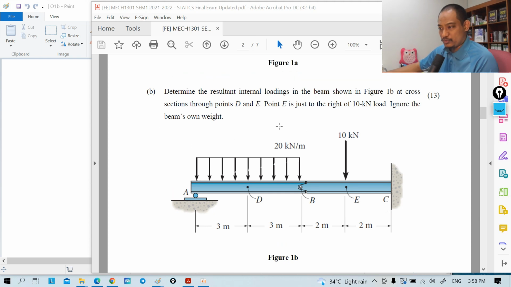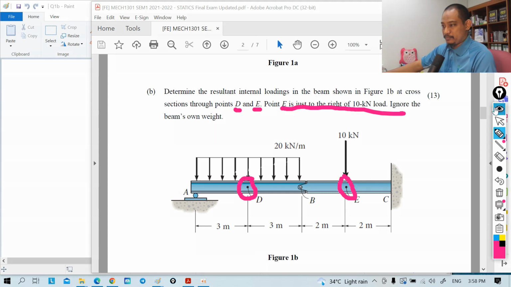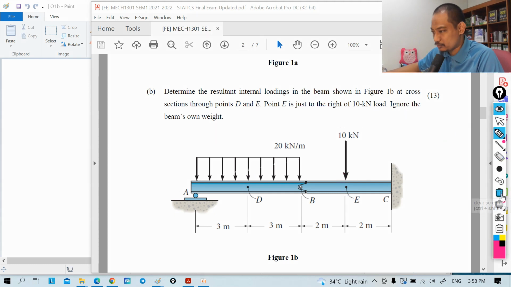Alright, to solve this kind of question, whichever way, you have some options, right? Because we have to cut something like this. For this, because there are basically two split questions, right?